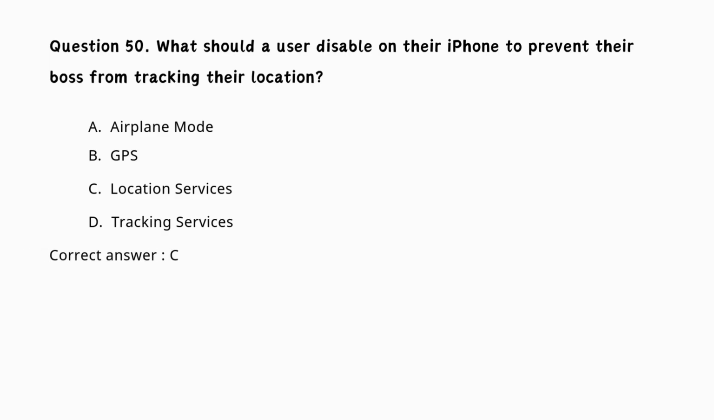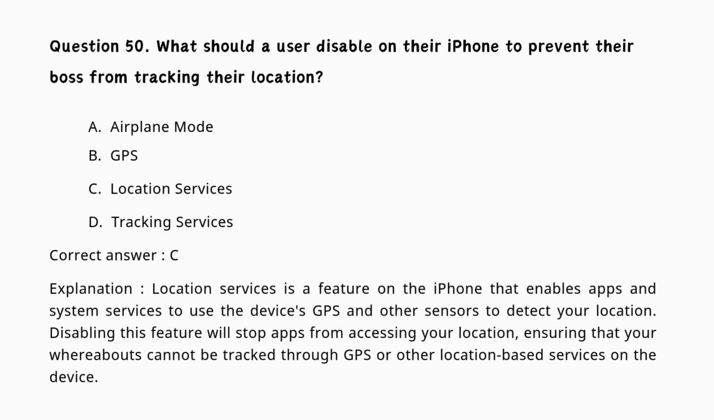Correct answer C. Location services is a feature on the iPhone that enables apps and system services to use the device's GPS and other sensors to detect your location. Disabling this feature will stop apps from accessing your location, ensuring that your whereabouts cannot be tracked through GPS or other location-based services on the device.